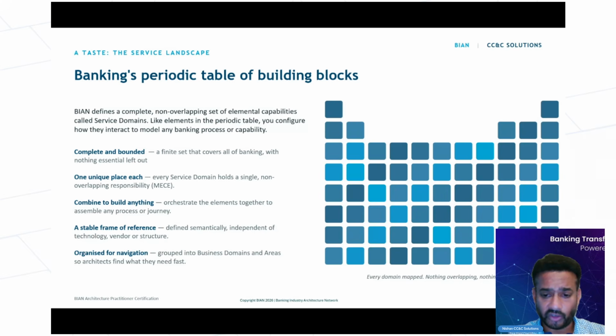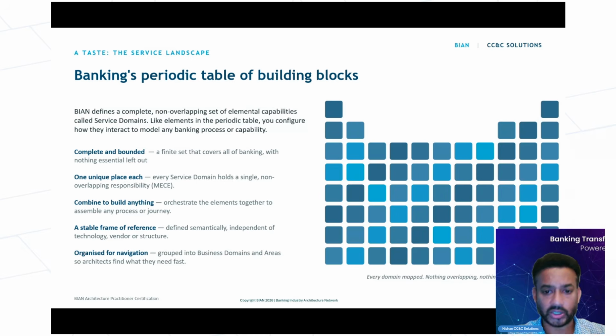Another one, and this is often overlooked, but it provides a stable frame of reference. So if you adopt BIAN as a blueprint, as the sort of common representation of your bank, because each of these service domains are outlined in business terms, but are used to define your application and technology layer, they actually create a very stable frame of reference.